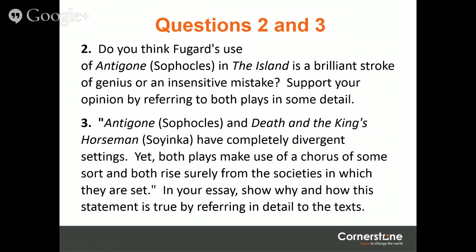Do you think Fugard's use of Antigone by Sophocles in The Island is a brilliant stroke of genius or an insensitive mistake? Support your opinion by referring to both plays in some detail. So there's the original Antigone, and then there's a man acting Antigone in a prison concert. And do you think it works?